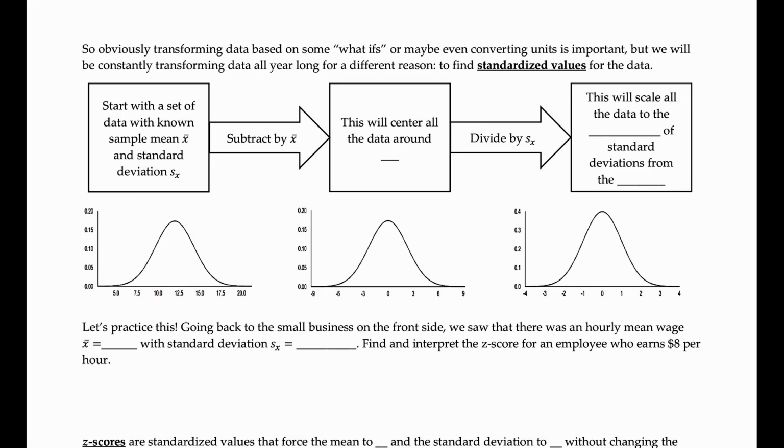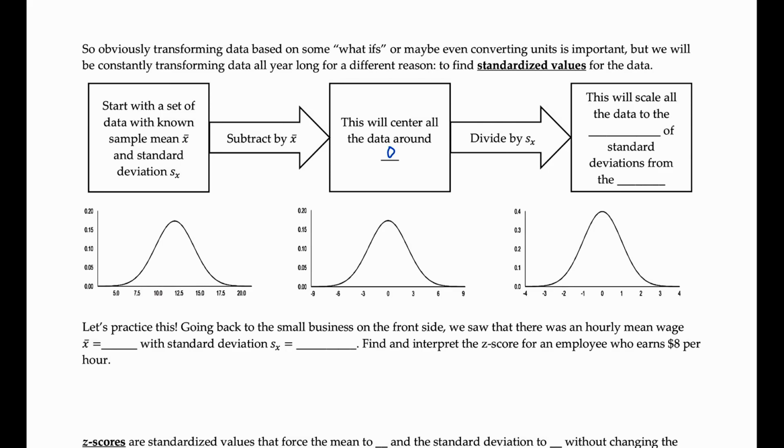So to standardize your data, you do the following here. You start with some data that's centered around x bar and has a standard deviation of S sub x. The first thing you do to start your standardizing is you subtract all the data values by x bar. Well, what's that going to do? That's going to center our data around 0. If it was centered at x bar and then you subtract x bar, you are now centered at 0.